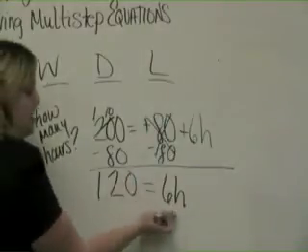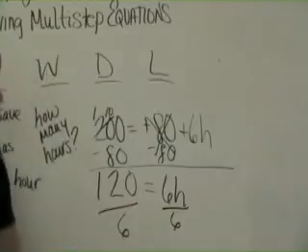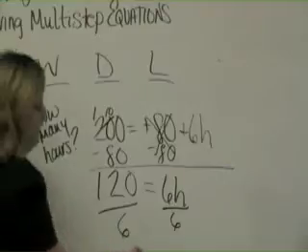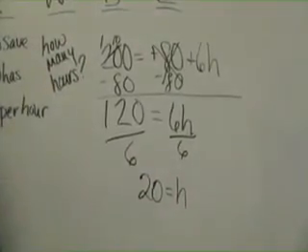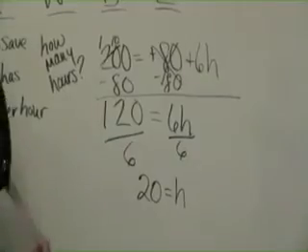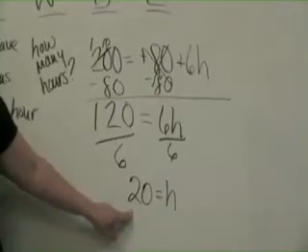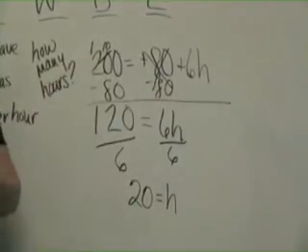Now this is a multiplication problem. I'm going to do the inverse, which is divide. And I know that 120 divided by 6 is 20. So what did I learn? I learned that Jonathan has to work 20 hours on top of everything else he's been doing so that he can make his original $200.